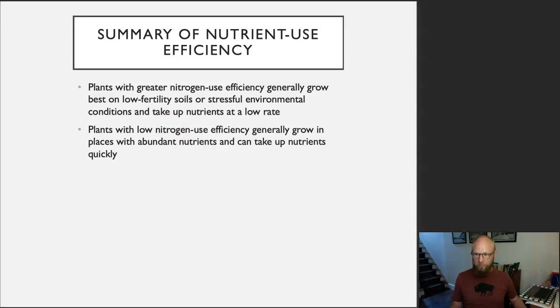All right? Okay, so that's our take home, or that's our kind of overview of the physiology of nutrients, and that concludes the Plant Phys Primer Part 2.